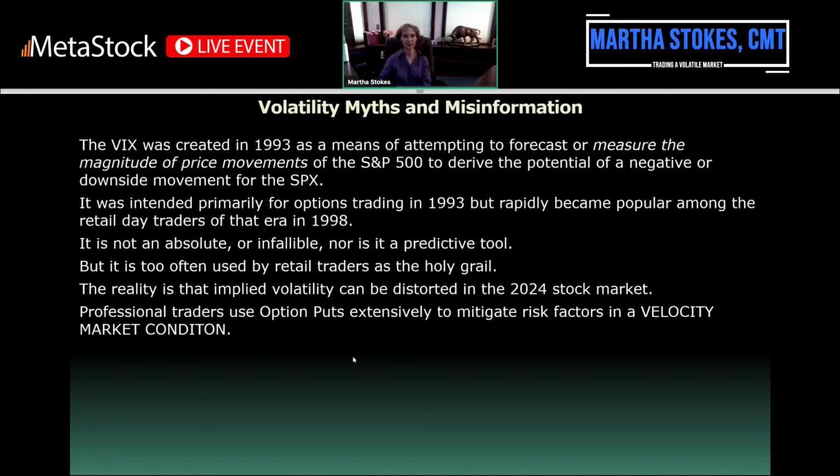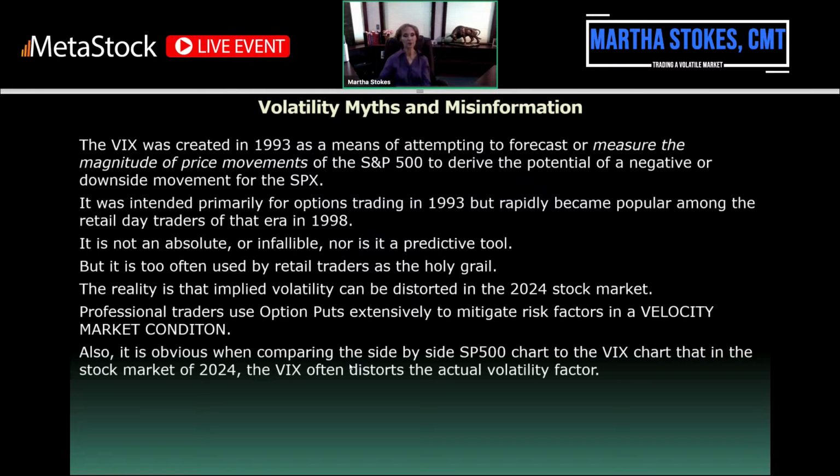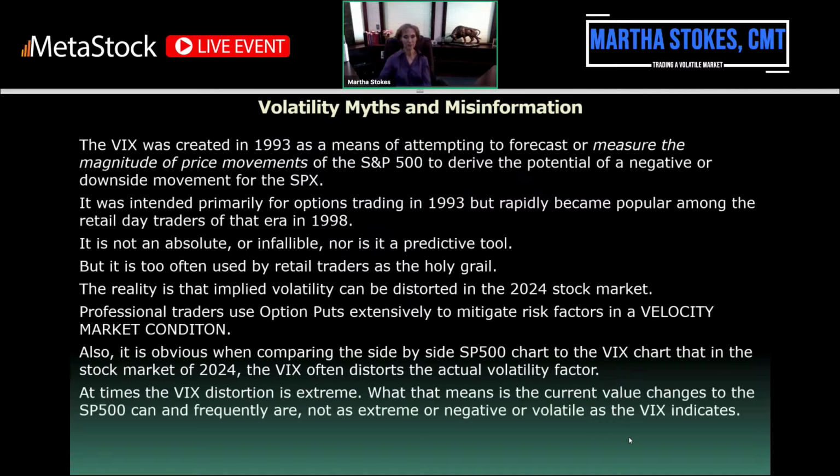It's different than volatility, but a lot of times traders will assume that a velocity market is a volatility market, and it is not. Also, it is obvious when comparing the side-by-side S&P 500 to the VIX chart in the stock market of 2024 that the VIX often distorts the actual volatility factor. So that is a fact that you have to go, okay, that's new, but I think I can grasp it. At times, the VIX distortions are extreme.